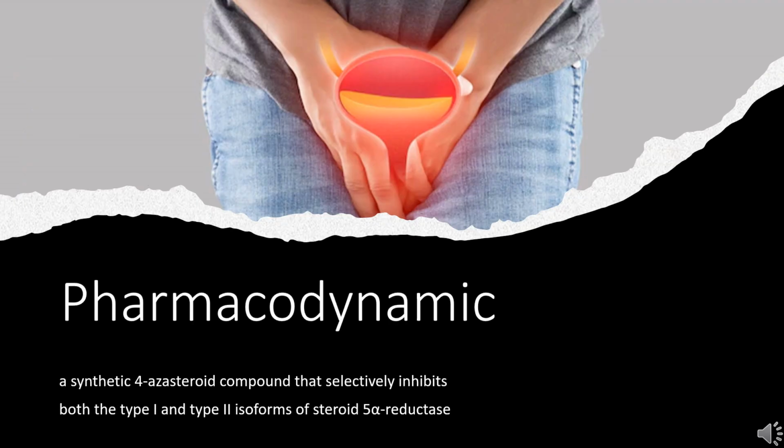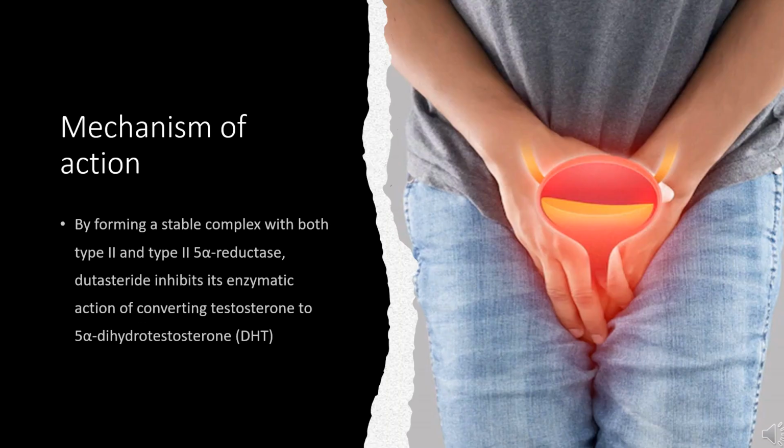Pharmacodynamic. Dutasteride is a synthetic 4-azasteroid compound that selectively inhibits both the type I and type II isoforms of steroid 5-alpha reductase, an intracellular enzyme that converts testosterone to 5-alpha-dihydrotestosterone, DHT. Dutasteride works by reducing levels of circulating DHT. It was also shown to reduce the size of the prostate gland, improve urinary flow, and symptoms of benign prostatic hyperplasia alone or in combination with tamsulosin. The effect of the reduction of DHT by dutasteride is dose-dependent, with the maximum effect observed within 1 to 2 weeks following initial administration.